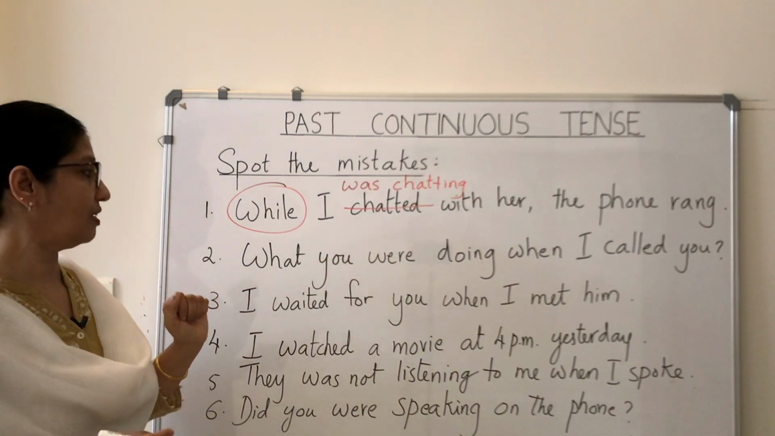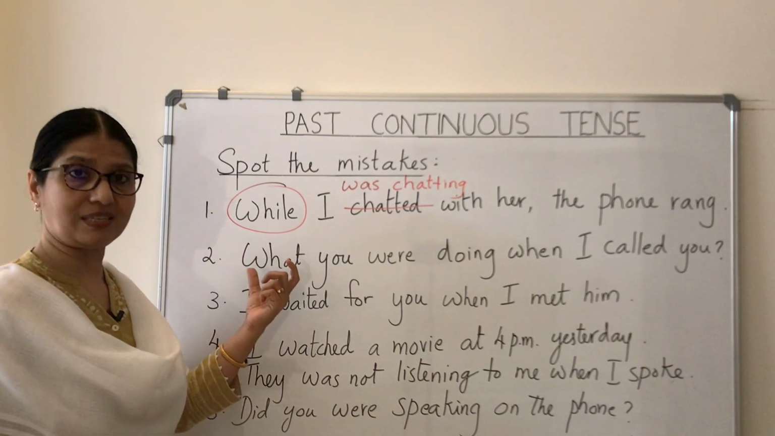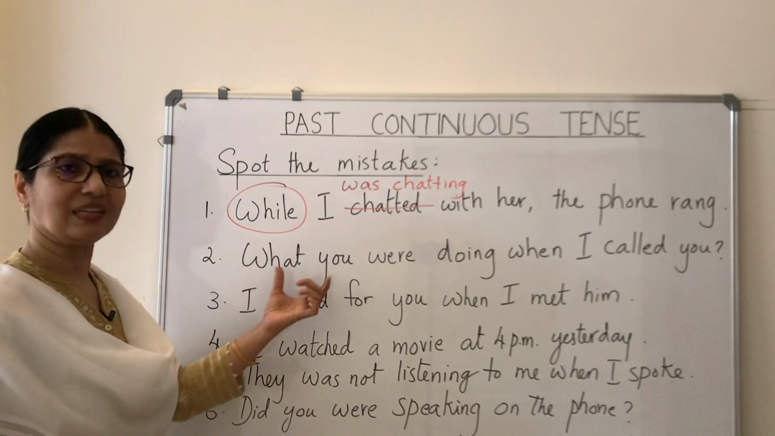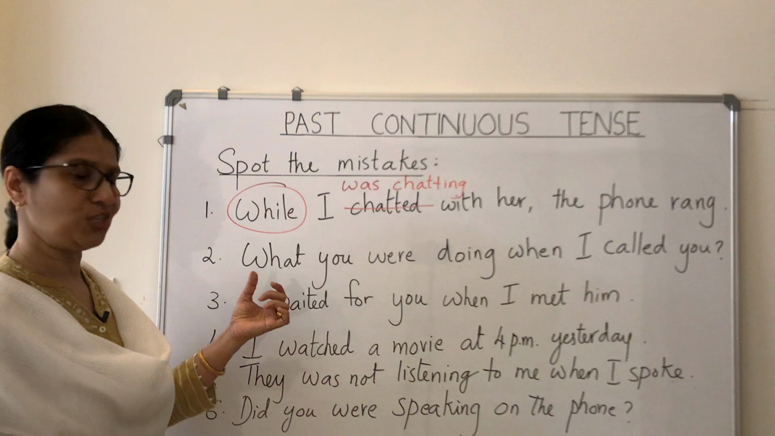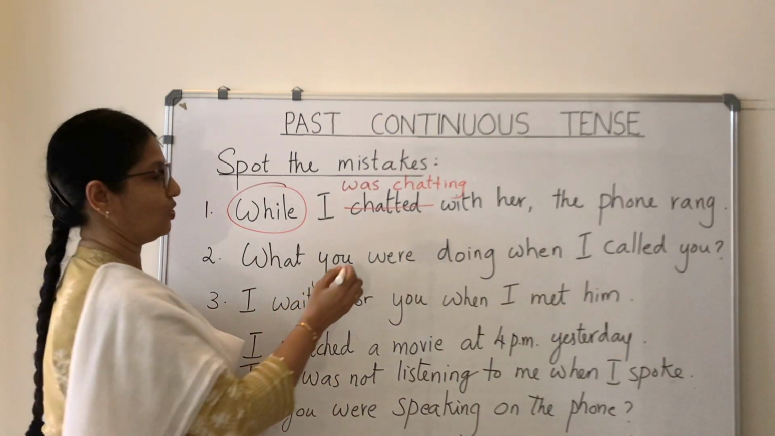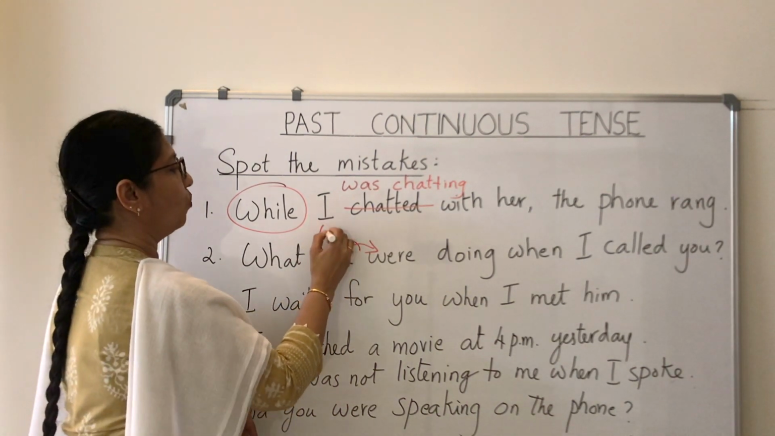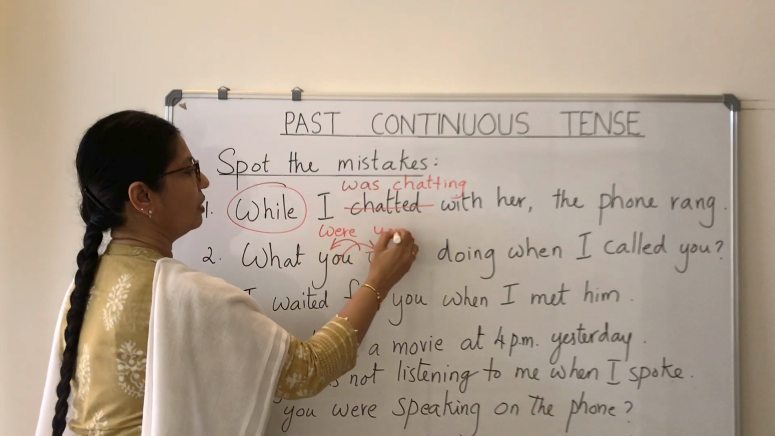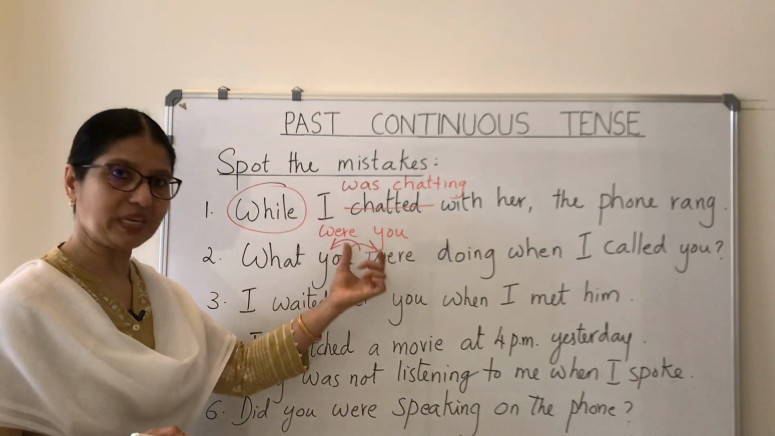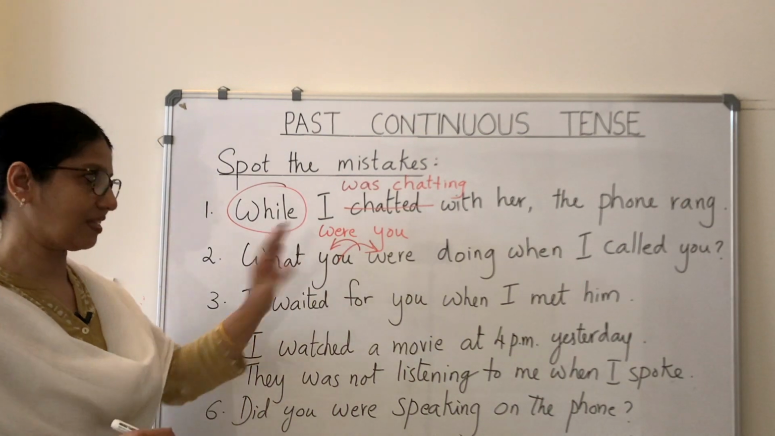The next question. What you were doing when I called you? You can see that it's a question. It's a WH question used with past continuous tense. So what do you think the order of these words should be? Should it be what you were doing or what were you doing? So this should come here and you should follow that. So, what were you doing? It's because after the WH word, you have the helping verb followed by the subject and then the main verb with ing. So that's corrected now.